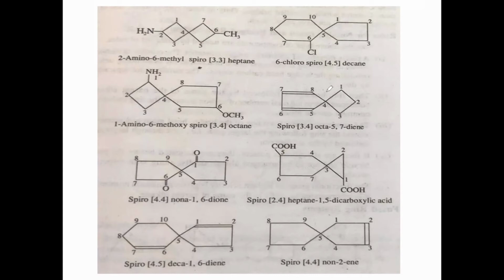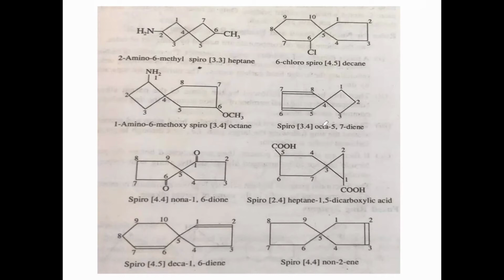Now here there are double bonds, at the 5th and then the 7th position. So the name comes as octa, actually octane, but octa. Then there is a hyphen. Then the first double bond starts from the 5th position, 5, comma, then 7. Then there is a hyphen and diene, because 2 double bonds are there. So its name comes as Spiro square bracket 3.4, then octa-5,7-diene.